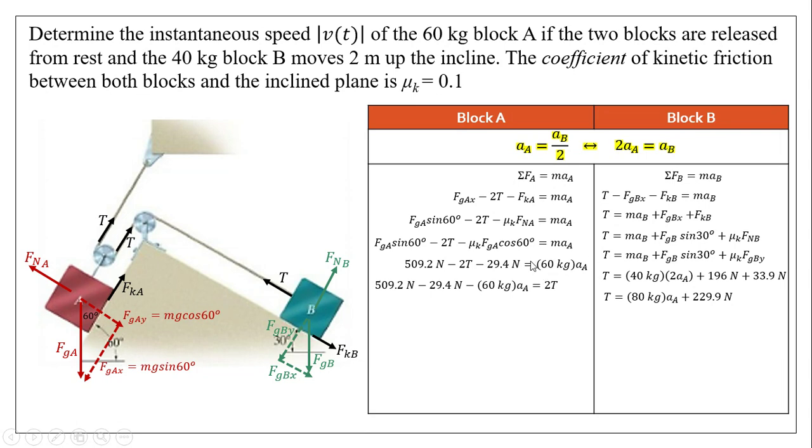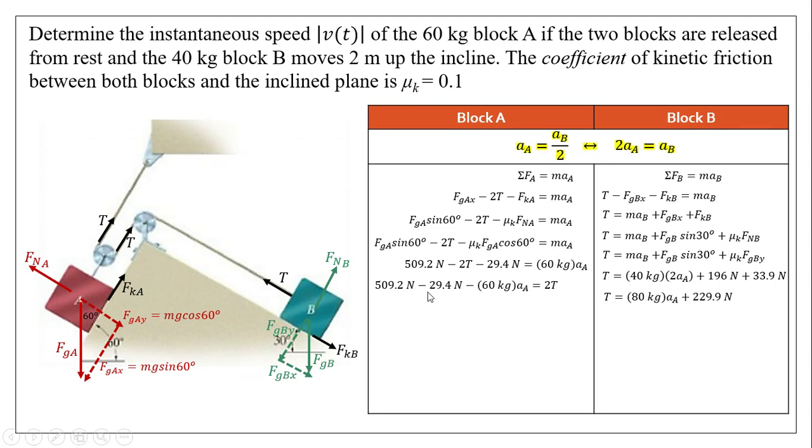Well, I want to move it to the left side, which makes it negative. So here, the 509.2 I just carry down. The negative 2T, I move to the right. The negative 29.4, I carry it down. The 60AA, I move it to the left side of the equal sign, which makes it negative.